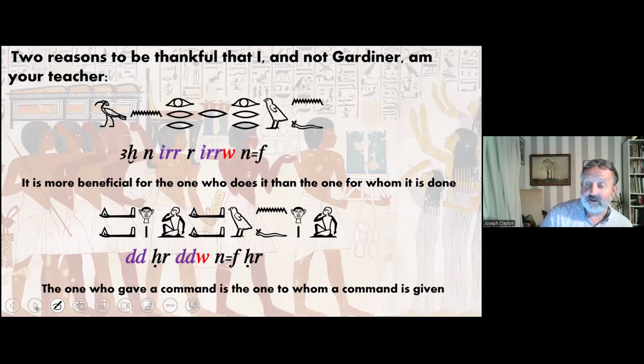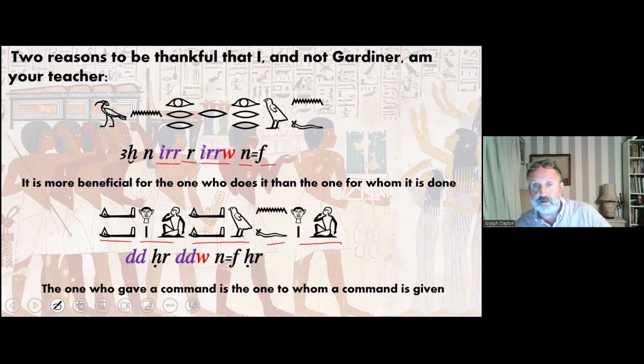Two reasons here to be thankful that I am not God, I'm your teacher. These are the first examples he uses for participles here. It is more beneficial for the one who does it than the one for whom it is done, which literally means beneficial for one who does in relation to one who is done to him. That is basically the translation there. This one: the one who gave a command is the one to whom a command is given. Literally, who gave command, who is given to him, is who is given to him command.